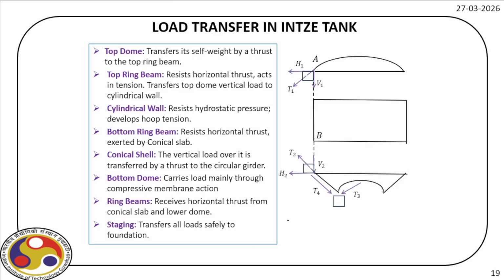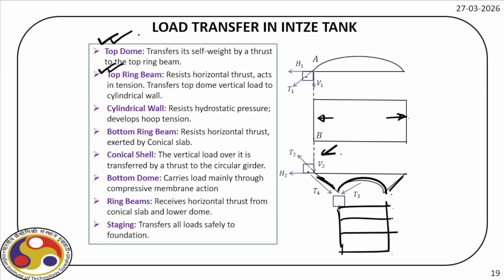So let us sum up the different structural components: top dome, top ring beam, then we have the cylindrical shell here that provides the storage for the tank, then there is a bottom ring beam here, then conical shell, and then bottom dome. Then there are two ring beams, one at the top, one at the bottom, and of course below this we have the girders and then the columns, right? So that's how the load is transferred.